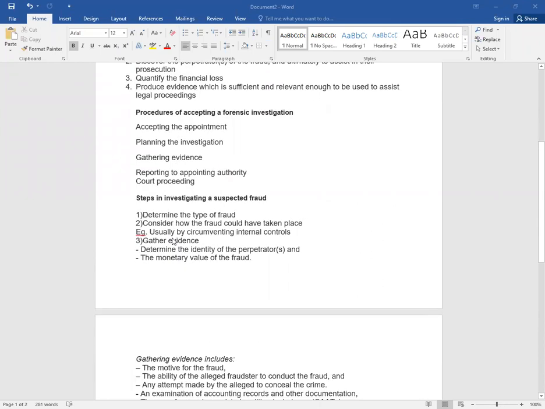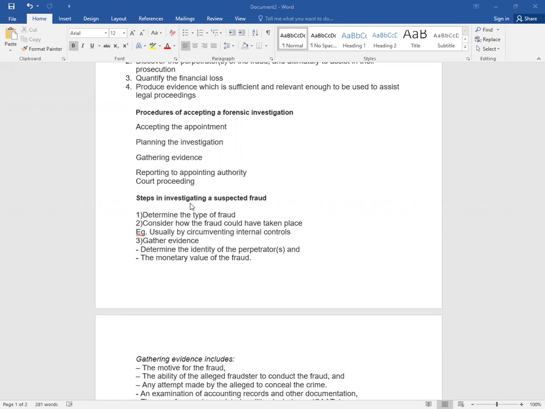Now, from there we have procedures of accepting a forensic investigation. This is quite big. And then we have steps in investigating a suspected fraud, quite similar, but when you are investigating this suspected fraud, what do you do? Number one, you determine the type of fraud. Is it a money laundering fraud? Is it a payroll fraud?